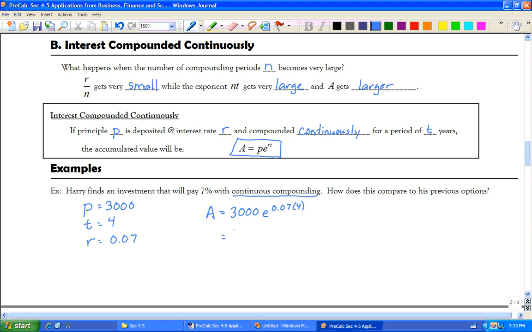And again, I would plug this into your calculator, make sure you're getting the same answer. You get $3,969.39. So you can see out of all the options, this one is best because we're continuously compounding. Our number of compounds is very, very large. So if you can get an account that has continuous compounding, this is your best option.